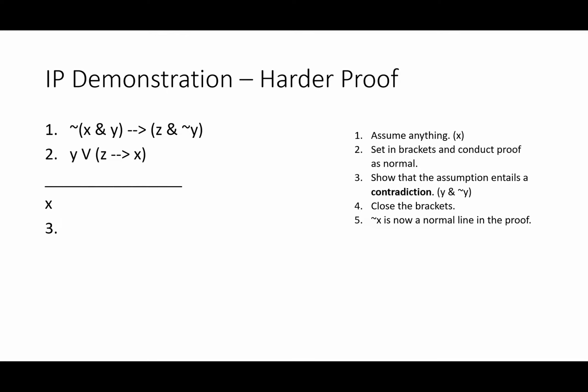However, before we begin assuming things, setting them in brackets, and writing lines that we can't use outside those brackets, it's best to do any easy rule, or even any more complex rule that strikes us as being useful to do. So I'm going to do De Morgan's on line 1. Now it reads, if either not x or not y, then z and not y. Now if you caught on immediately as to why I did that, that's great. If you didn't, hopefully it'll become a little bit more obvious once we do make our assumption.